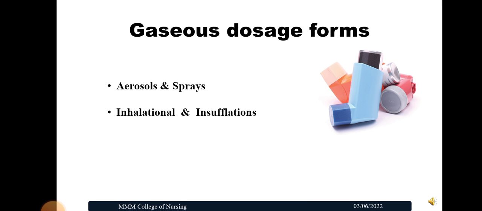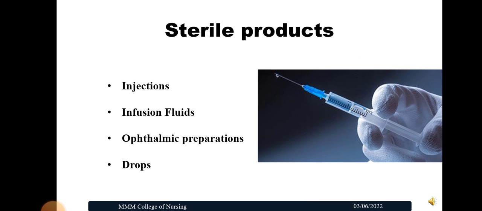The gaseous forms of medications are used as aerosols and sprays, and are used with the method of inhalation and insufflation. The medications which can be used for sterile procedures are in the form of injection. It will come as a liquid as well as a powder, infusion fluids, ophthalmic preparations, and also drops.